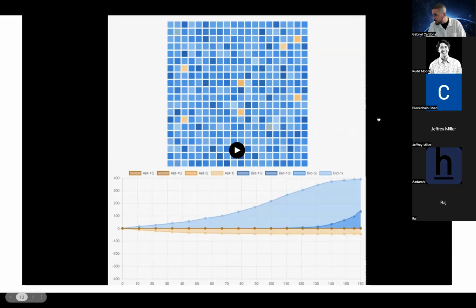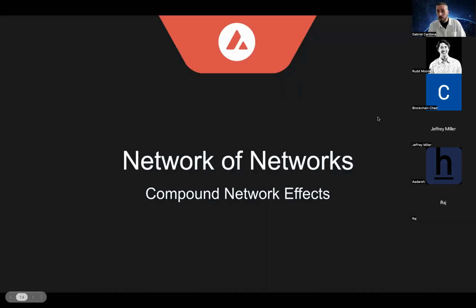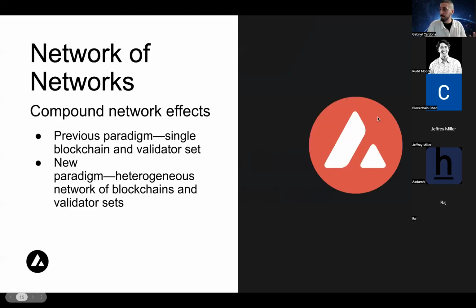Let's see if I get to the next slide. All right, network of networks. So that's Avalanche Consensus, which is the third major paradigm shift in the field of consensus. Excuse me. So now let's discuss how Avalanche is a network of networks. As I mentioned, Avalanche is different than traditional crypto networks like Bitcoin and Ethereum that have one virtual machine and one set of miners or validators. Avalanche is actually a network of networks with compound network effects.